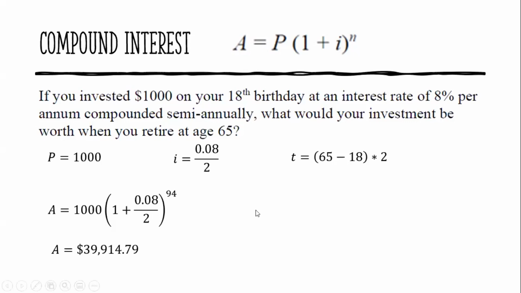39,914.79. Okay, there you go. So you put $1,000 in, you walk away, you do nothing with that money. At 8%, you come back when you're 65, and the check waiting for you is $39,914.79. That's the way money works. The earlier that you can start saving and investing, the better it is for you, right? You put it in there for 47 years, you end up with a nice chunk of money at the end.